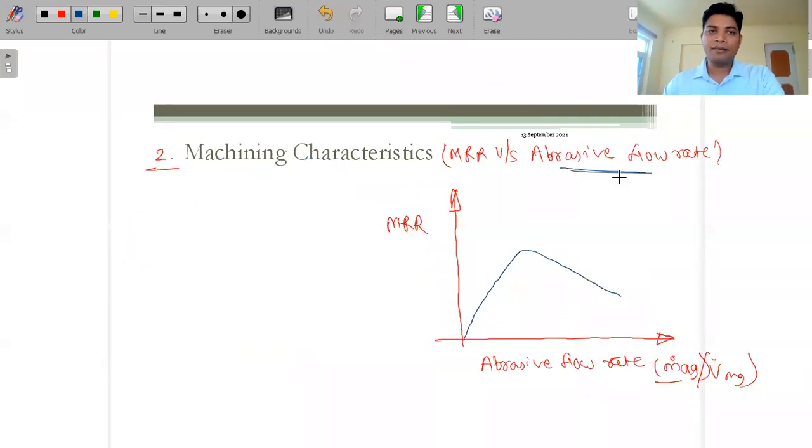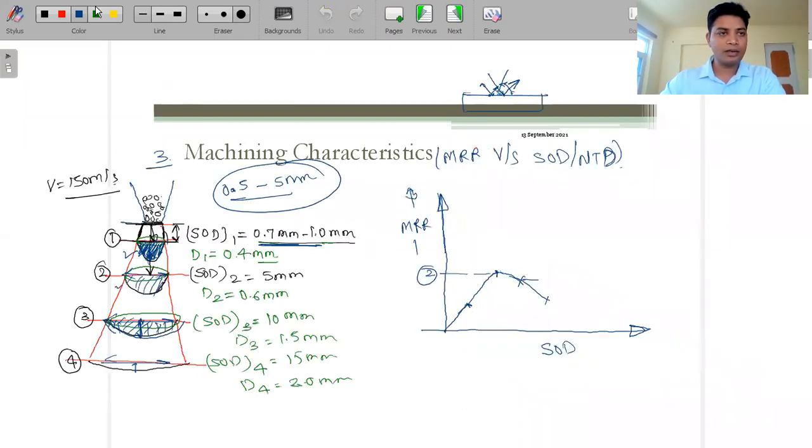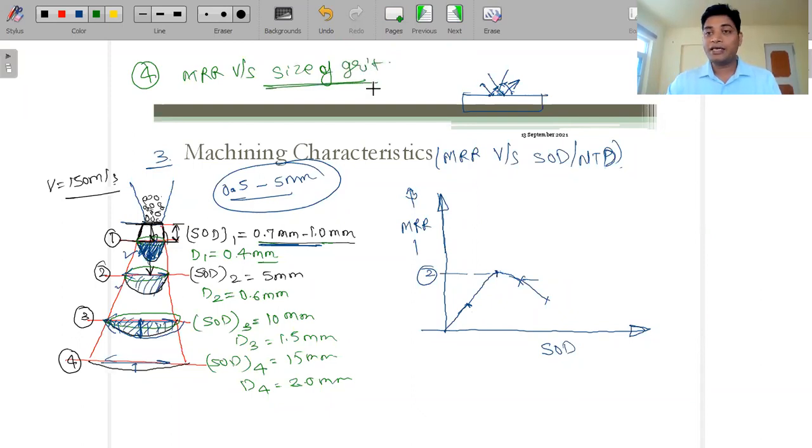The abrasive flow rate, as I mentioned, is where we are just increasing the quantity. There are many characteristics, but I just discussed these basic ones. There is one more thing, the fourth one, which is the material removal rate versus the size of the grit, or abrasive grit, the size of the abrasive grit.